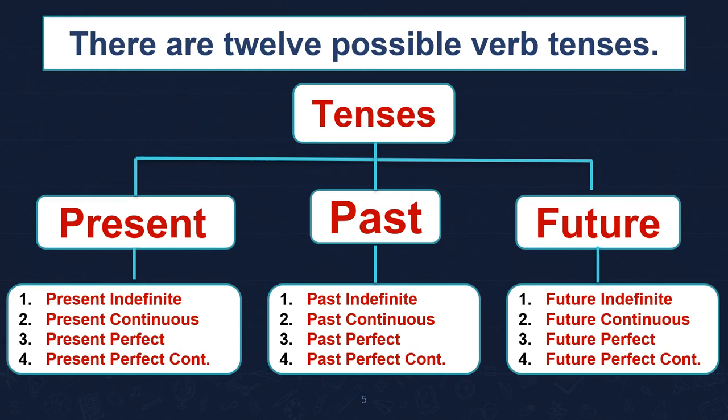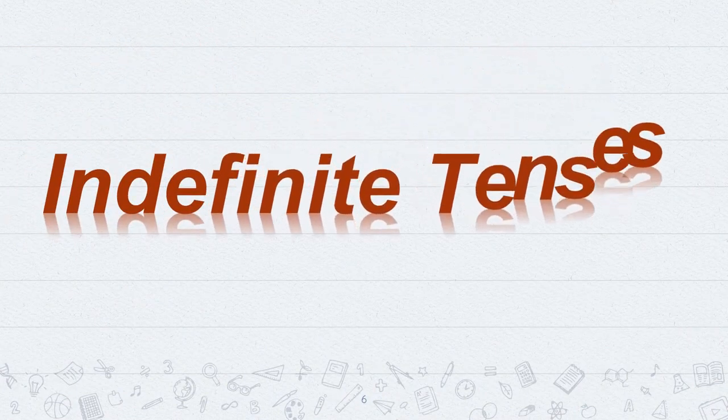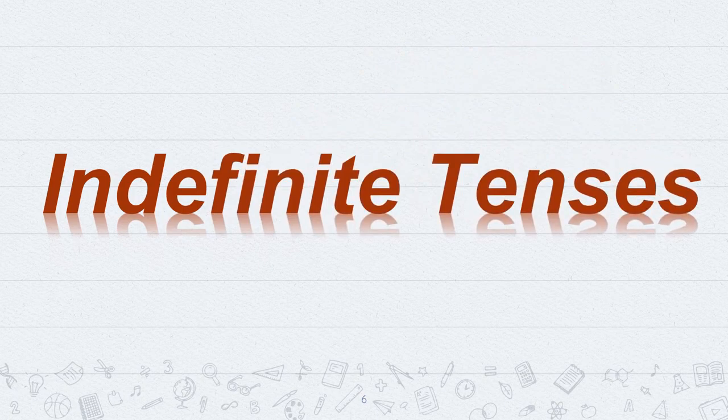For example, present tense has present indefinite tense, present continuous tense, present perfect tense, and present perfect continuous tense. Past tense is divided into past indefinite tense, past continuous tense, past perfect tense, and past perfect continuous tense. And similarly, future tense is also divided into future indefinite tense, future continuous tense, future perfect tense, and future perfect continuous tense. In our last video, we read about indefinite tenses. Let's have a brief look at them.